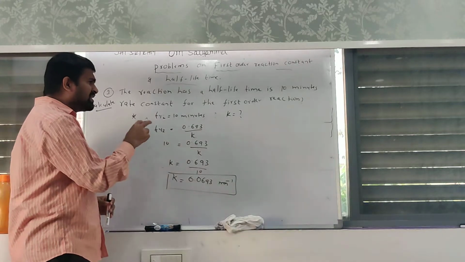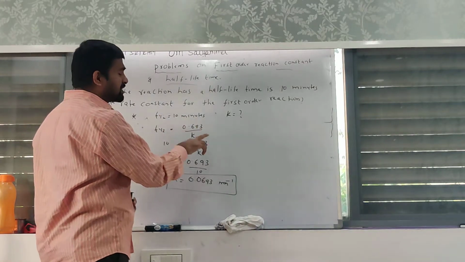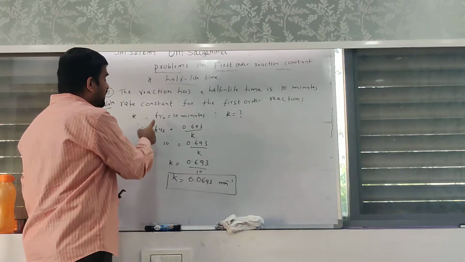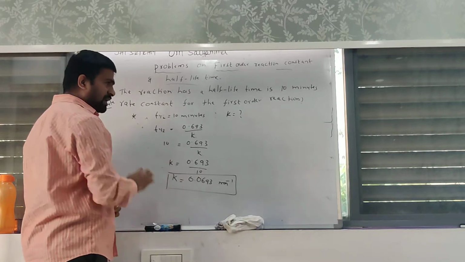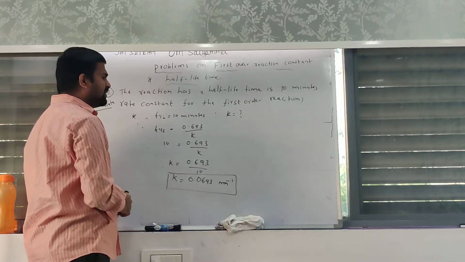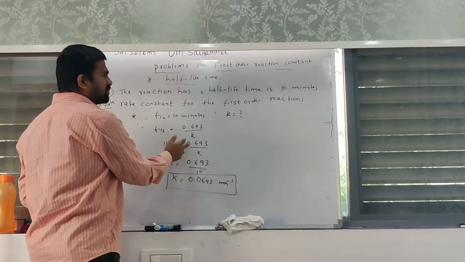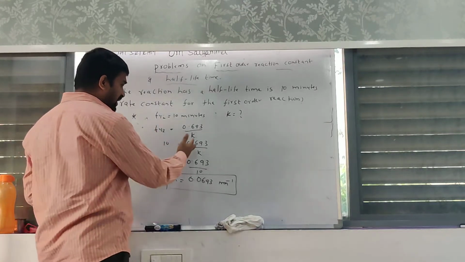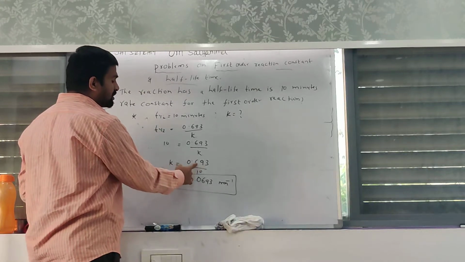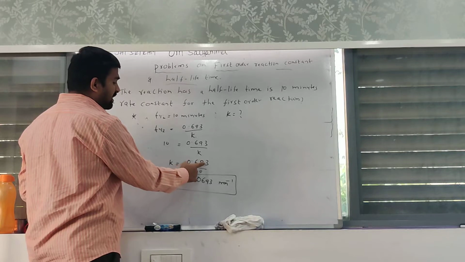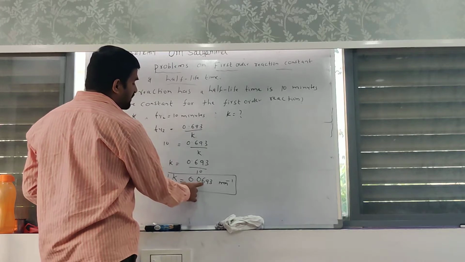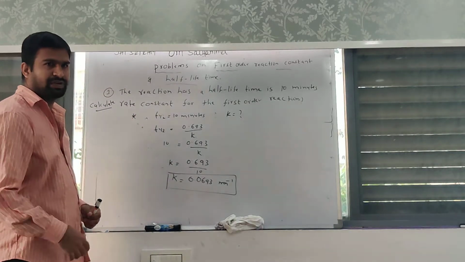Okay, what is the relation between T half and first order rate constant? T half is equal to 0.693 by K. Here the T half value is known, so substitute this value in this expression and you can find the K value. K is equal to 0.693 by 10. K is equal to 0.0693 minute inverse. Okay.